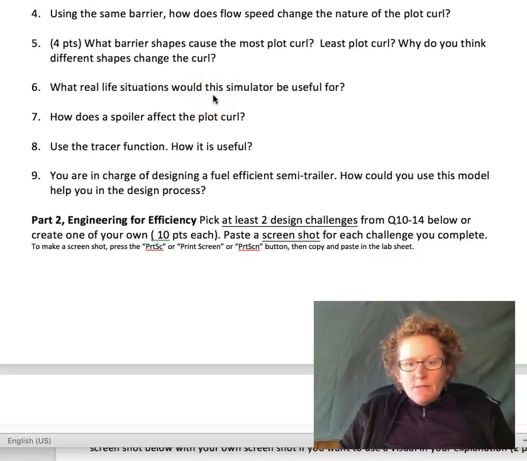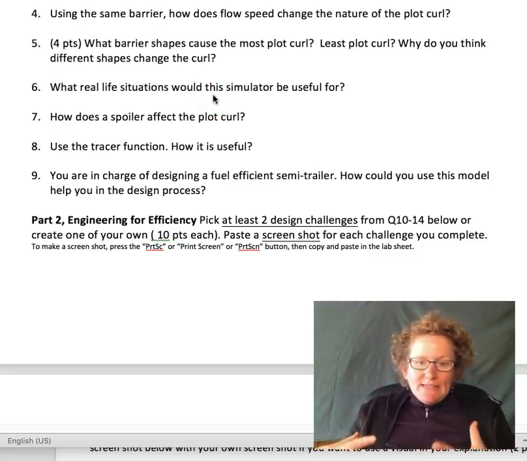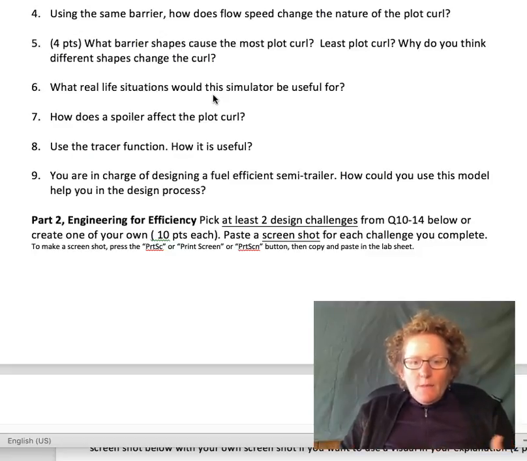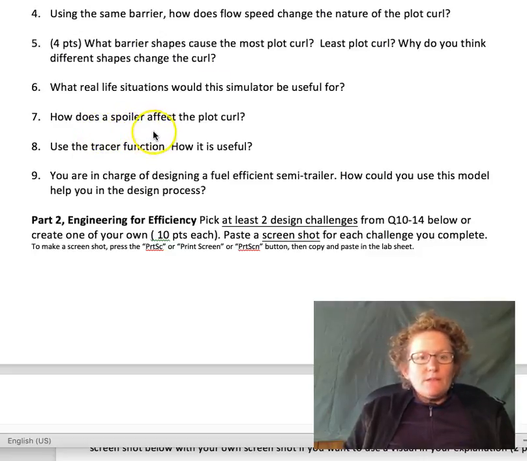Engineers do a lot of simulations. They try to test things in the lab. Either they build scale models or they use computers to simulate things. What kinds of things could they use this simulator for? We looked a little bit at how the spoiler affects the plot curl. Let's go look at the tracer function and figure out how that is useful.